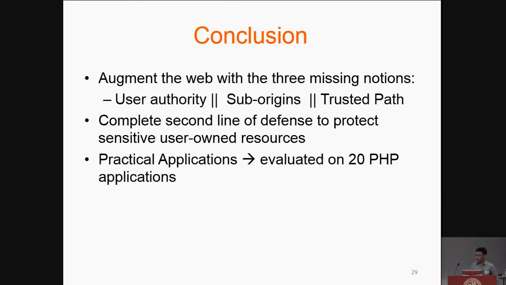So yeah, let me conclude this talk with the following. First, we augment the web with 3 missing notions. First, the notion of user authority. The second is the notion of sub-origins and the trusted path. And our solution is a complete second line of defense to protect sensitive user-owned resources in the presence of malicious script running inside your session.